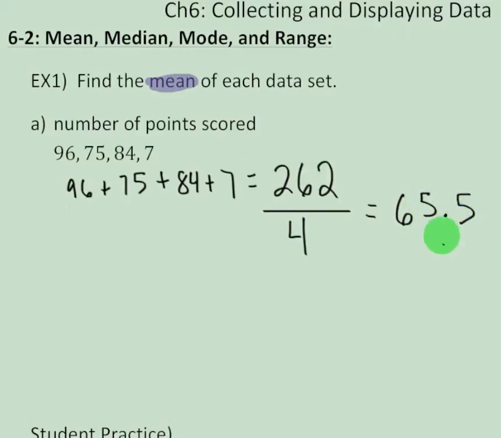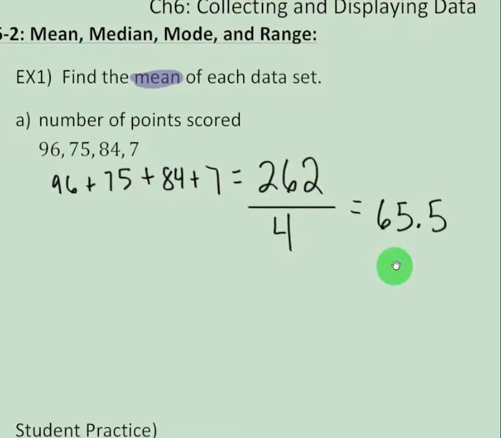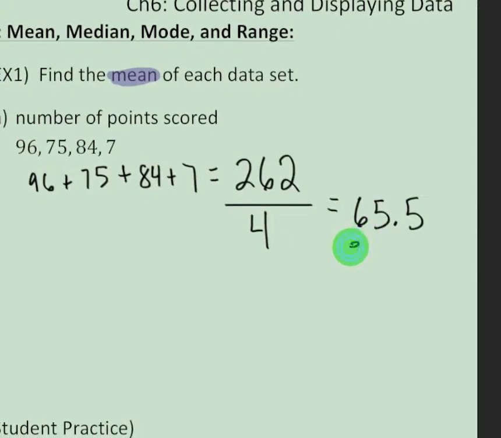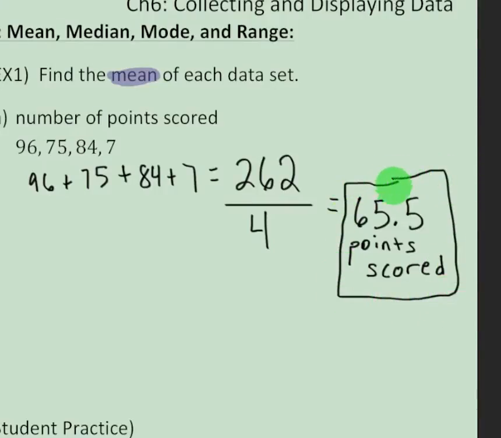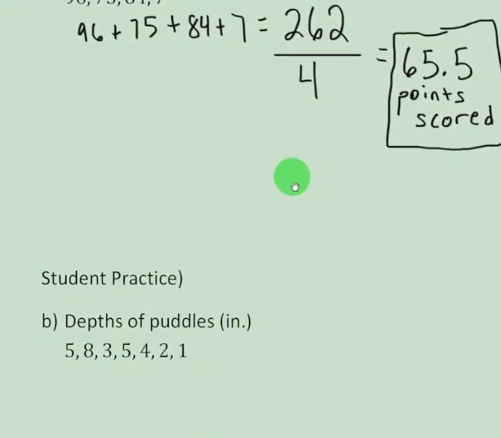65.5. Now that's a little bit sloppy. I want to make it a little bit neater, and I'll need a little more space because I've got to add one more thing. That's 65.5 points scored, so I'm going to label that here: points scored. And I can box this up. I've got my answer. Cool stuff. Let's look at our next problem.